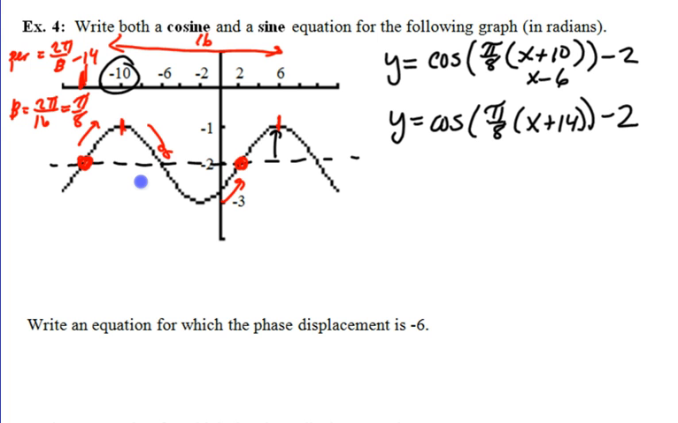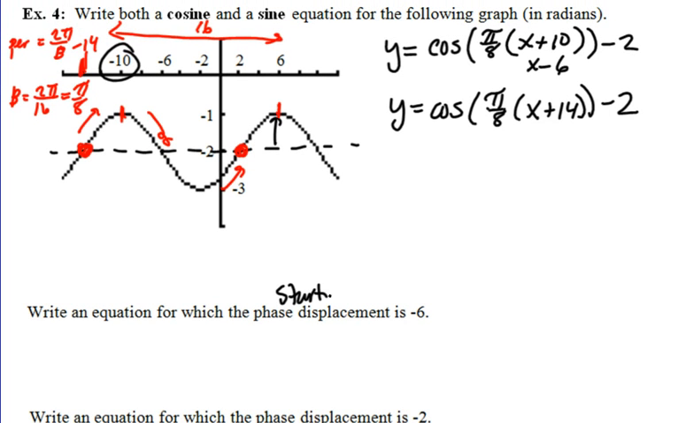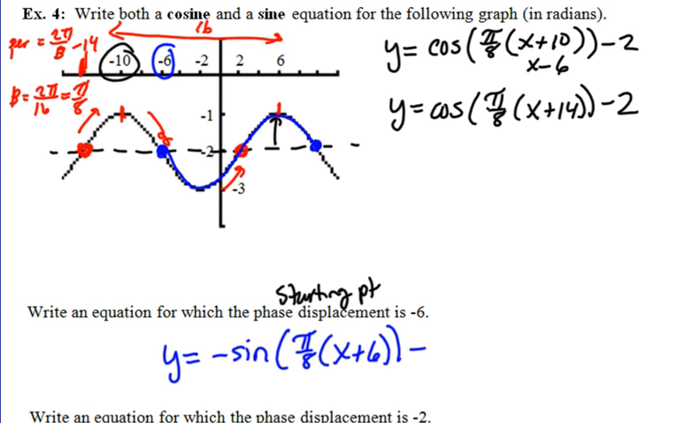Now, what if I said write an equation for which the phase displacement, or the starting point, is negative 6? So in other words, what if I wanted to start a cycle right here? Well, this would be one cycle right here. It's like a sine, except it's upside down. So the way I could write an equation for that is to say y is equal to negative sine pi over 8 times x plus 6 minus 2. This turns the cycle upside down, and so I could have a starting point of 6.